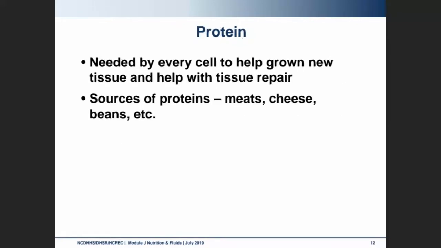Protein. Protein is really important. It's needed by every single cell to help grow new tissue and help with tissue repair. We can get protein from a variety of sources. We've got meats, cheese, beans, nuts, tofu. There's a lot of ways that we can get protein into our diet.